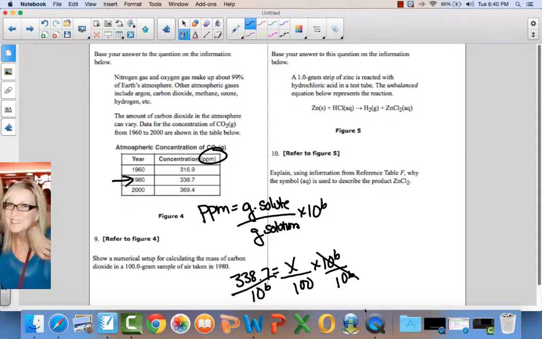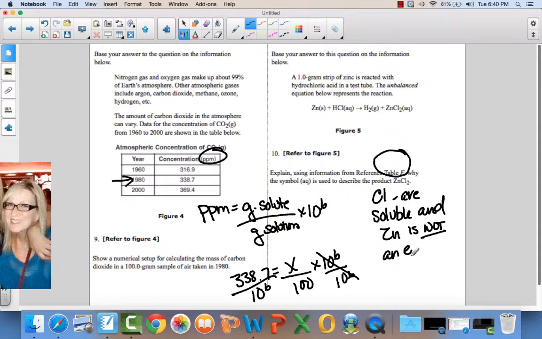10. Explain using information from reference table F why the symbol AQ is used to describe the product ZnCl2. A lot of you did not use table F. You need to follow directions. If you look in table F, Cl, which are chlorides, are soluble. And Zn is not an exception. There are 3 exceptions listed for chlorides, and it's silver, lead, and mercury. So therefore, since Zn is not an exception, then it would be soluble. So that's what I needed you to write there.